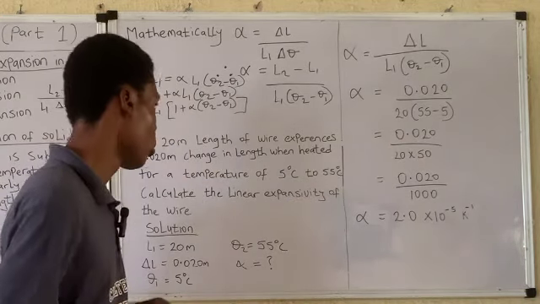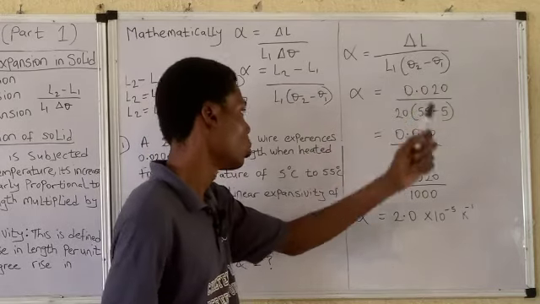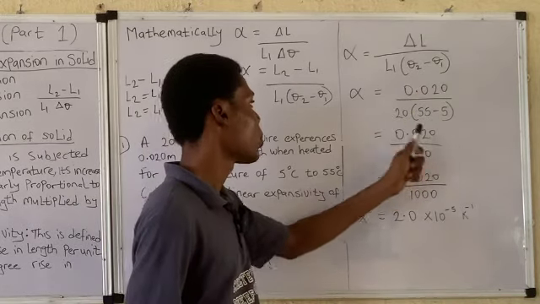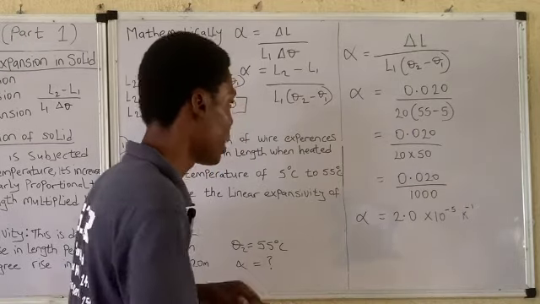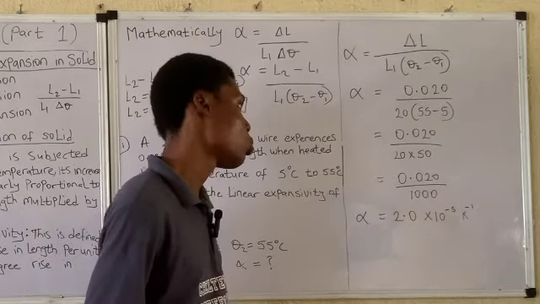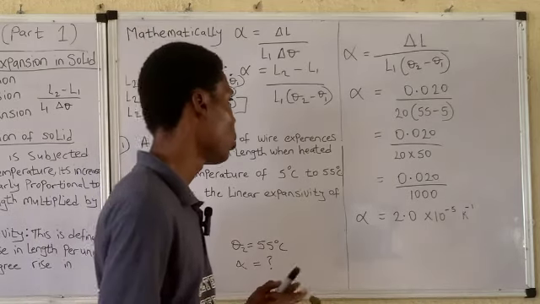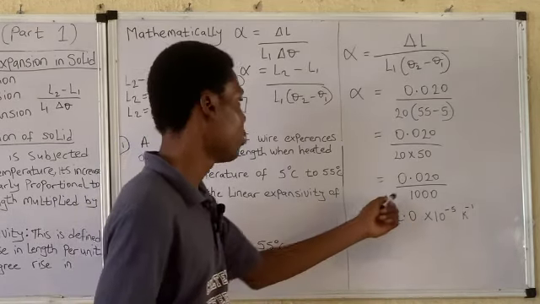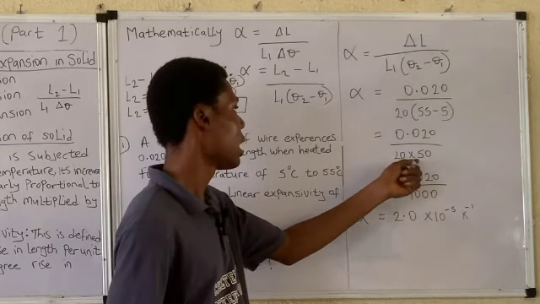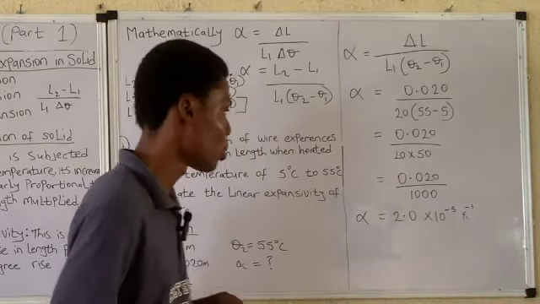So what do we do? We solve. Our 0.020 will come down over 20. This 20 will come down. Then 55 minus 5, we solve the bracket first. 55 minus 5 is equal to 50. Then what do we do next again? We can still multiply the down part. So we have 0.020 over 20 times 50, we have 1000.